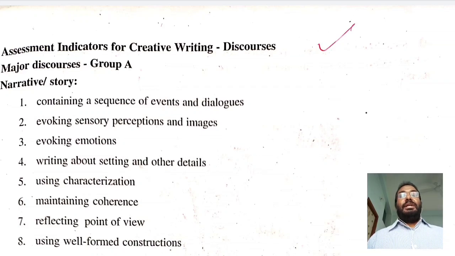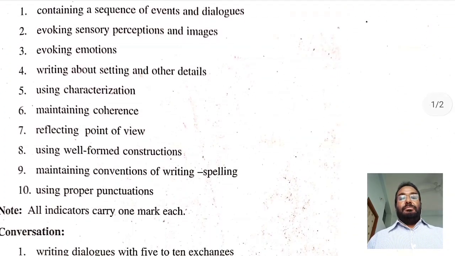Then, as the fourth one, we have to write about the setting and other details. Then we have to use characterization. The characters, the main characters and sub-characters, should be clearly explained. Then we have to maintain coherence. We will discuss coherence afterwards. Then our point of view, what we wanted to express through our story or narrative, should be given there.